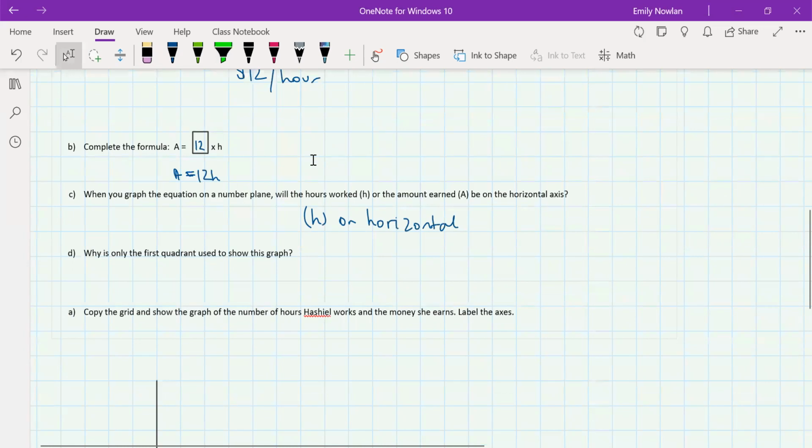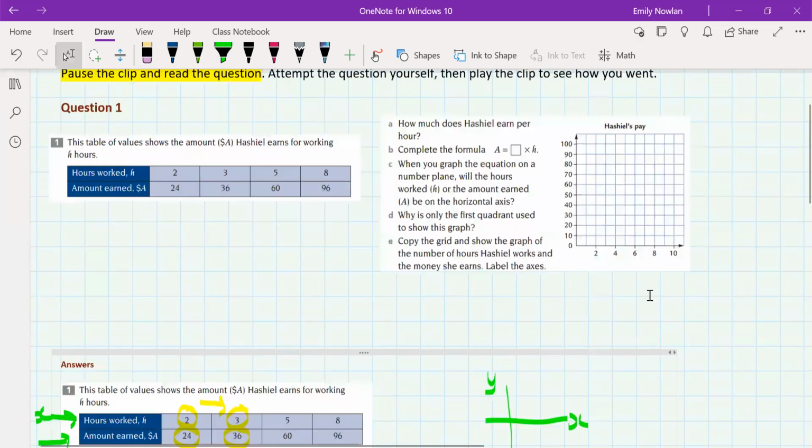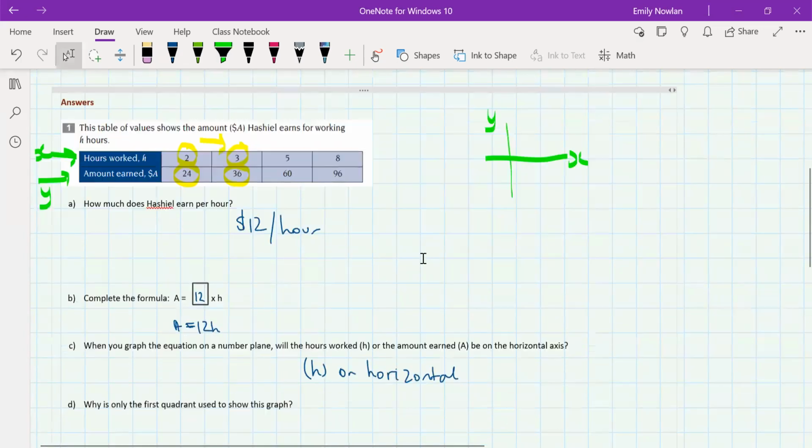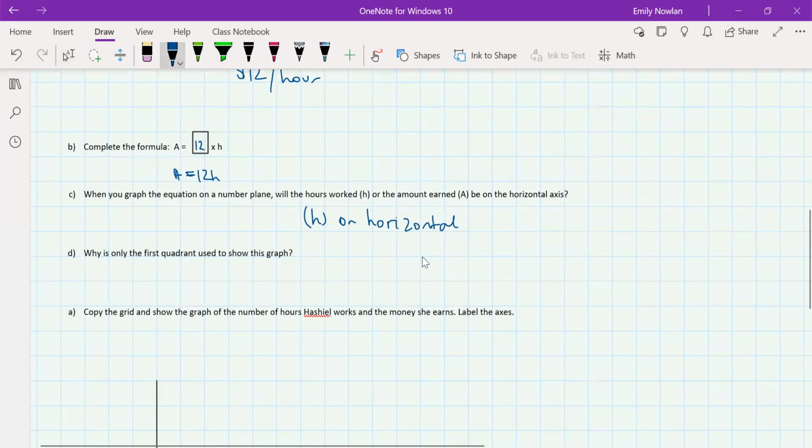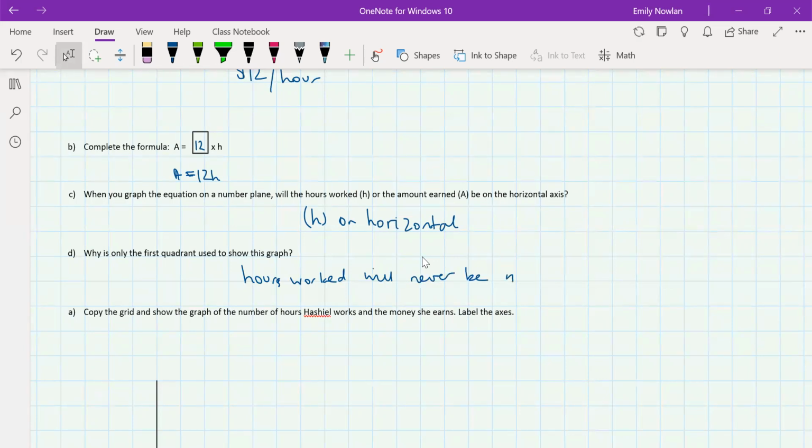Okay, why are they only showing the first quadrant on the graph? So up here you can see the value for the first quadrant. That's because you don't need the negatives, because the hours worked will never be negative. You can't work minus 1 hours, so you're starting at 0.